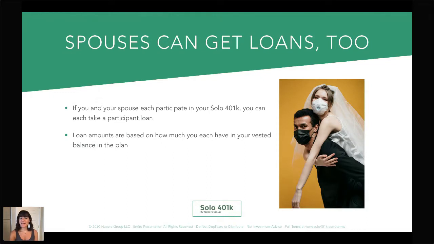So a great aspect of the participant loan is that if your spouse is participating on your plan, they also can take out possibly $50,000 as well. So you each get your own participant loan.